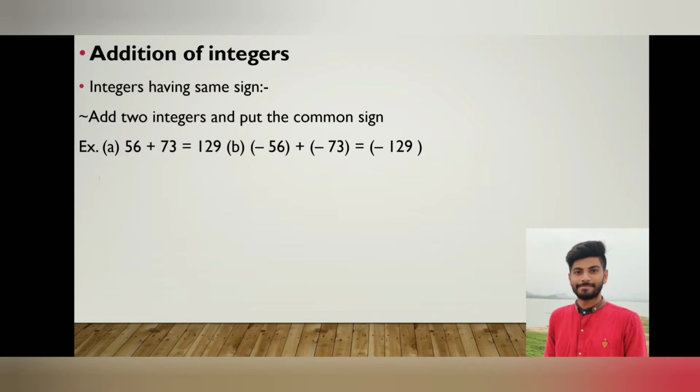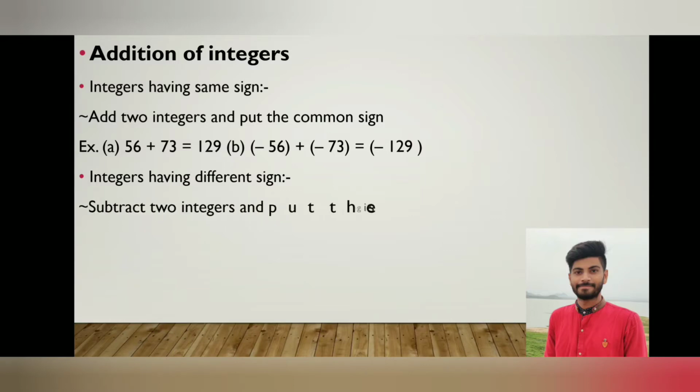Okay, next, integers having different sign. Now addition of integers in which integers having different sign. What you have to do in this? Subtract two integers and put the sign of greater integer. First of all, you have to subtract from greater. Okay, from greater you have to subtract the smaller number. Then you have to put the sign of the greater integer. Let's see its example.